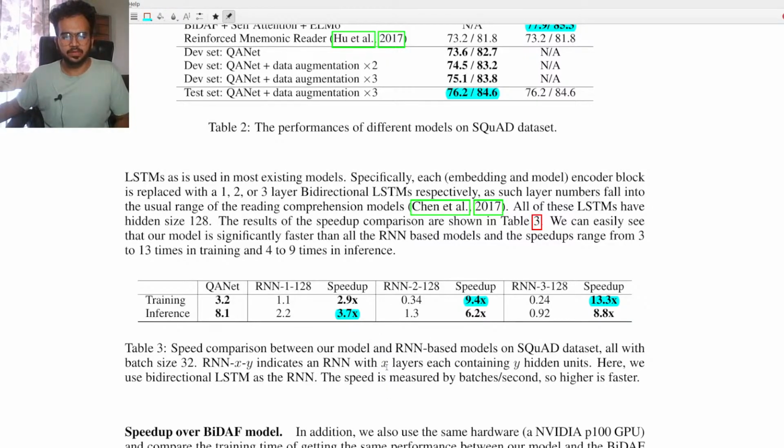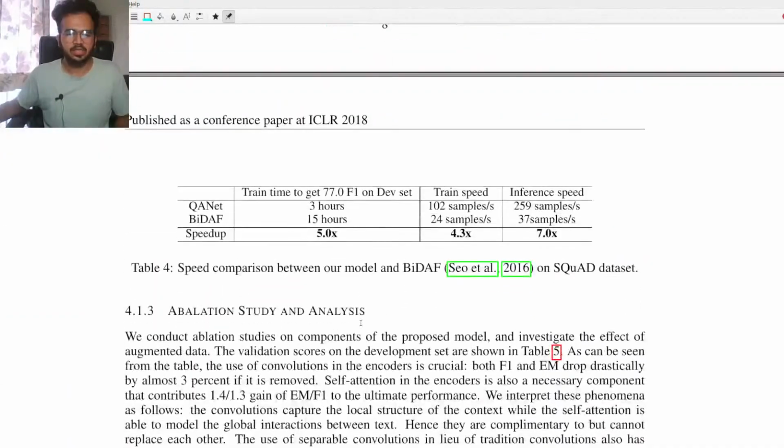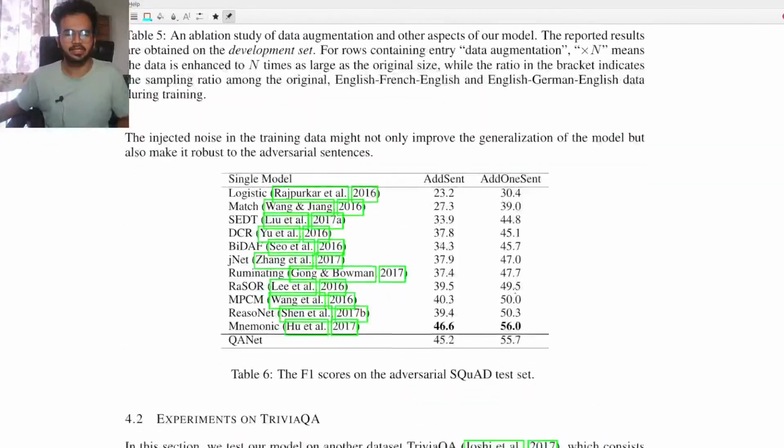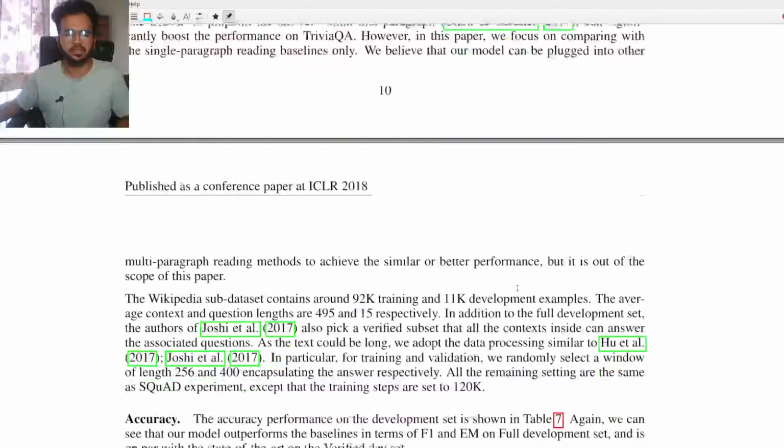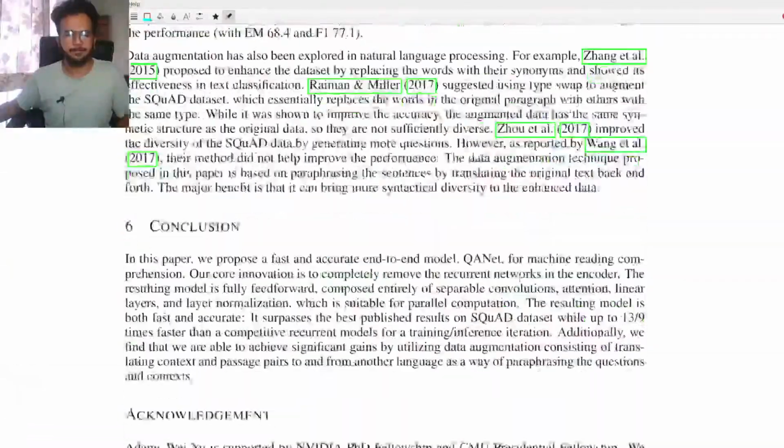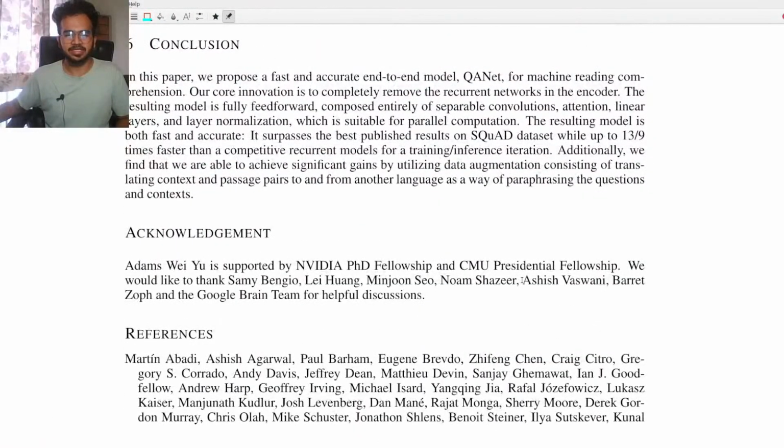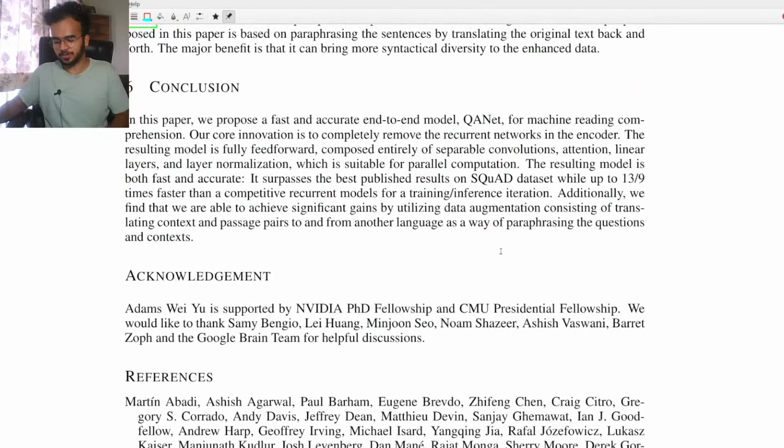They have given the details of what these models were. These are massive. The least speed up that you get is three times, which is very good. And the speed comparison with BiDAF: for 77, as you saw earlier, the train speed was 4.3 times and the inference speed was 7 times. Then they did more analysis and experiments. But yeah, this is it.